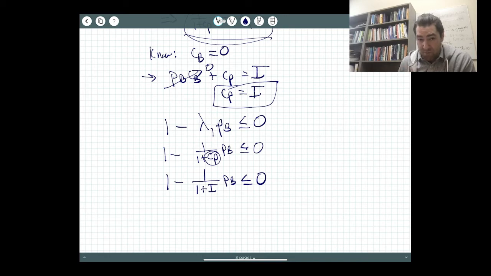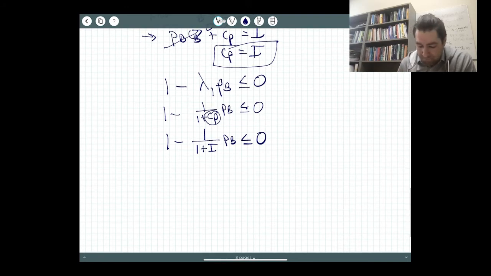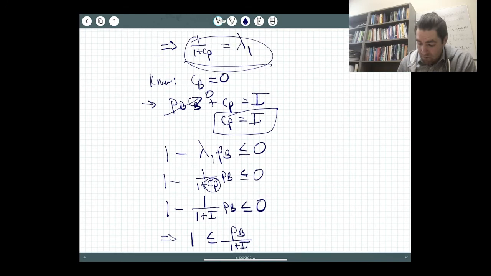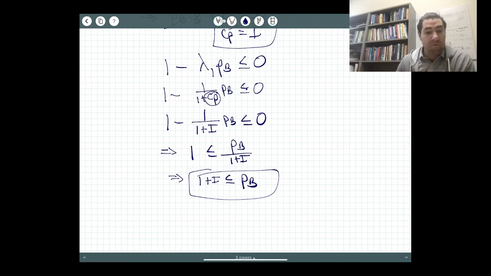Everything is positive, so I can manipulate this inequality constraint and not run into problems. But you always want to be careful. It's easy to multiply something across that's negative or potentially 0, and your inequality is going to be incorrect. Okay, so this says that 1 is less than or equal to PB over 1 plus I, if I just add that over. And then if I multiply both sides by 1 plus I, I have 1 plus I less than or equal to PB. And so that's exactly what we had before, right?